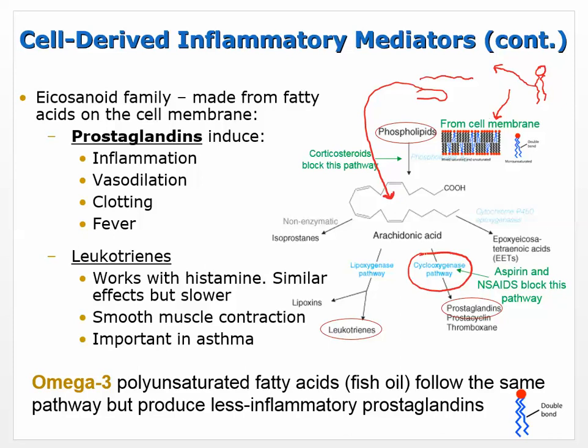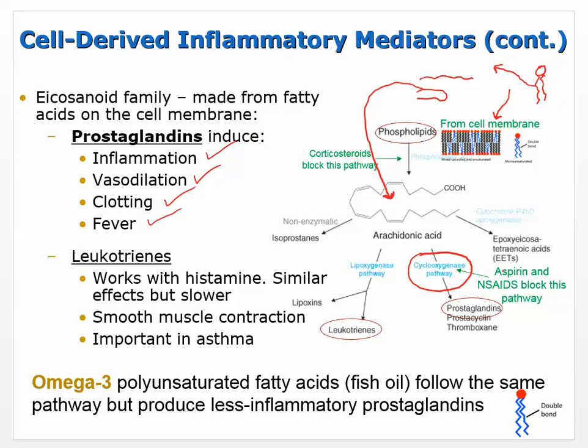prostaglandins by an enzyme called cyclooxygenase. Cyclooxygenase makes a few other changes. I don't know exactly where, but it changes it chemically and turns it into prostaglandins. It also turns it into prostacyclin and thromboxane, but that's what cyclooxygenase does. So it started out as this tail, got twisted around, turned into arachidonic acid, and now cyclooxygenase turns it into a prostaglandin. Now this prostaglandin can induce inflammation, vasodilation, clotting, fever, and there's another direction it can go to cause pain.